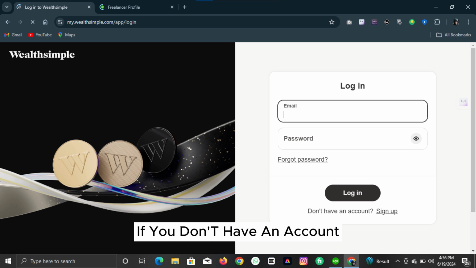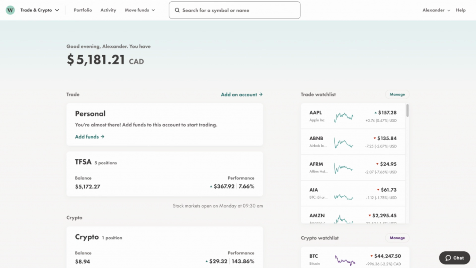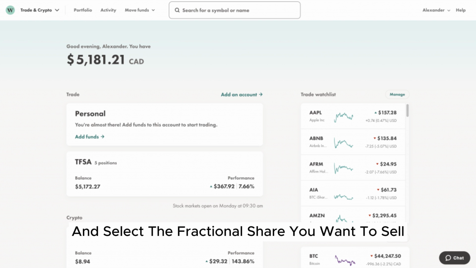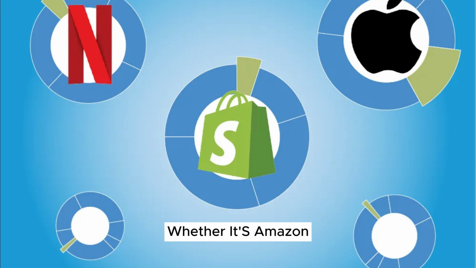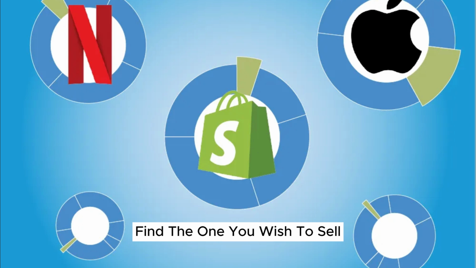If you don't have an account, make sure to sign up and get access to this amazing feature. Next, navigate to your portfolio and select the fractional share you want to sell. Whether it's Amazon, Shopify, or any other stock in your account, find the one you wish to sell.